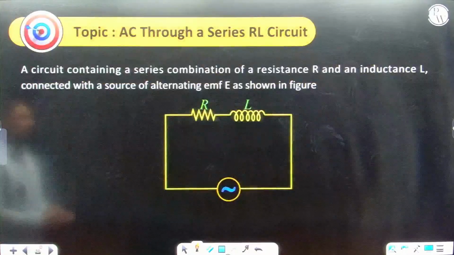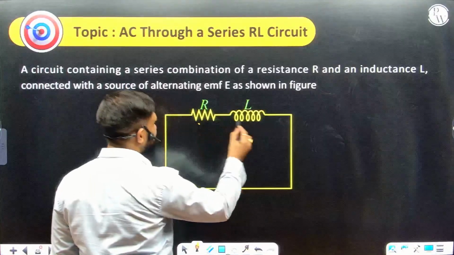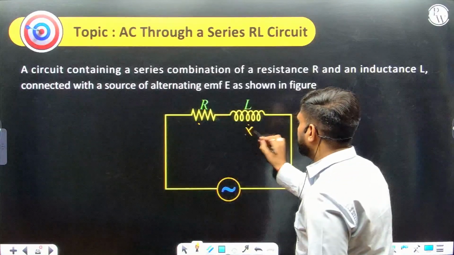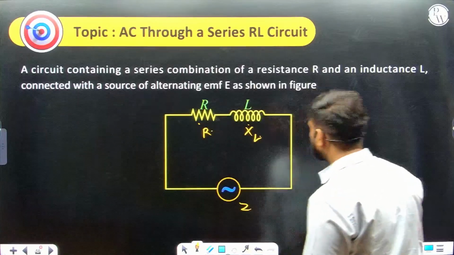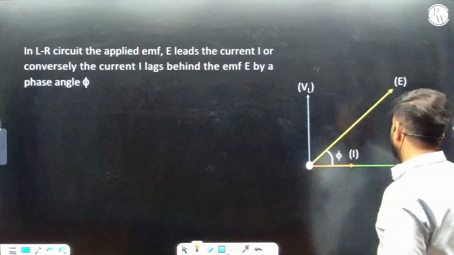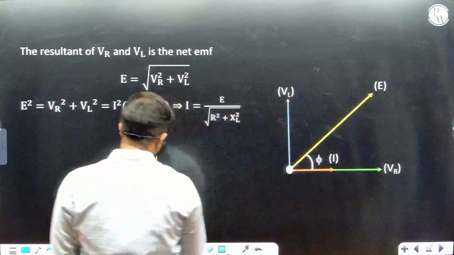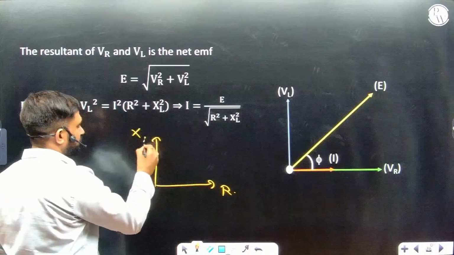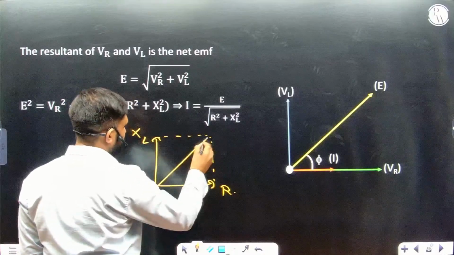Okay. So the LR circuit is the combination of resistance and inductance. In this you need to check the inductive reactance and the net impedance of the circuit. If we draw the impedance triangle and the voltage triangle, on this axis I plot the resistance, on this axis I plot the inductive reactance, and the vector sum of these two gives me the net impedance.